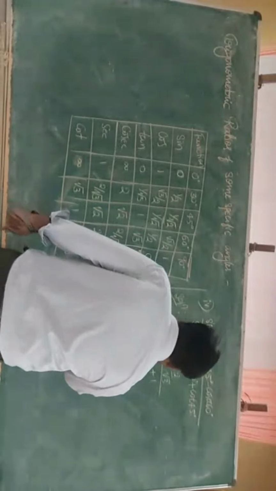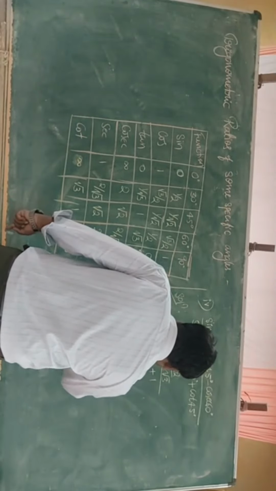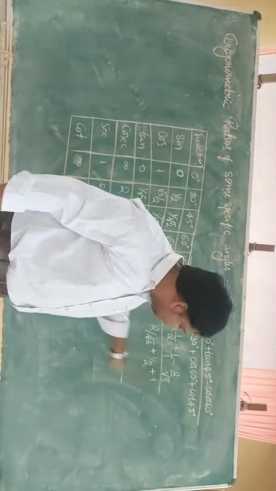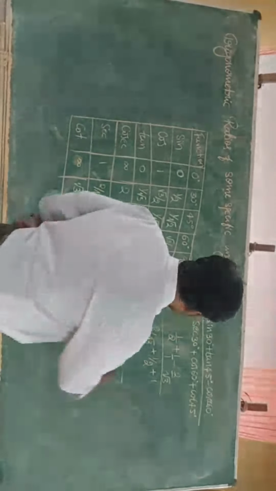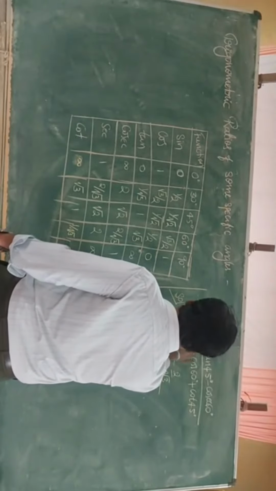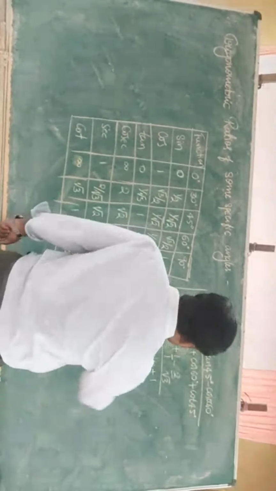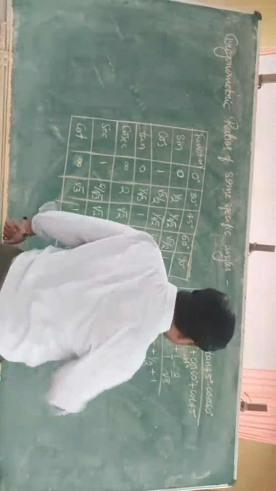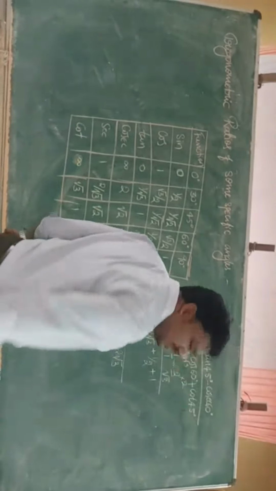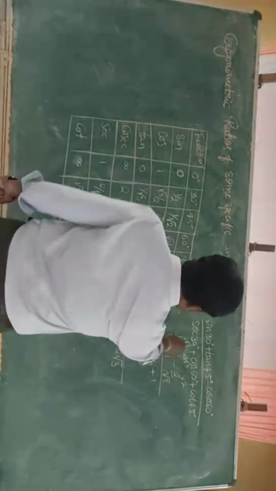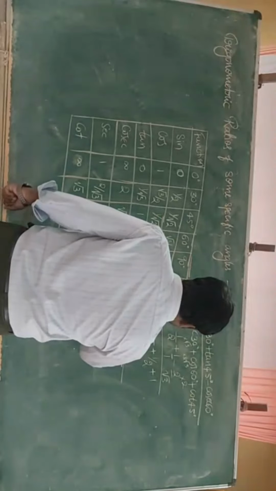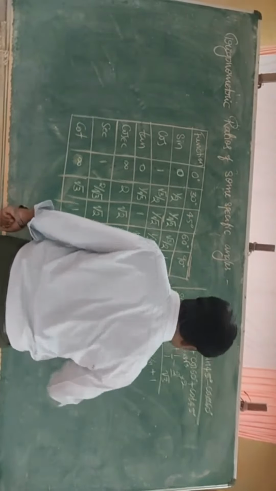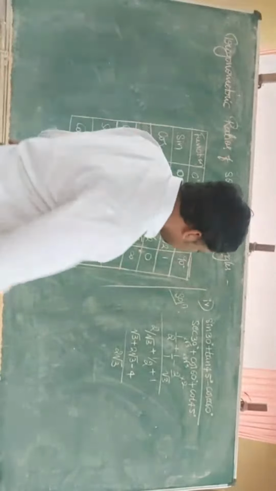LCM is 2 root 3. Here it is 1, 2 ones are 2, root 3 is there. So 2 root 3 is the LCM. 2 root 3 is 2 root 3. Here 1 is there, 1 into 2 root 3 is 2 root 3. And root 3 is there, so we need to multiply with 2. So write this: root 3 plus 2 root 3 minus 4, 2 twos are 4. Whole divided by.